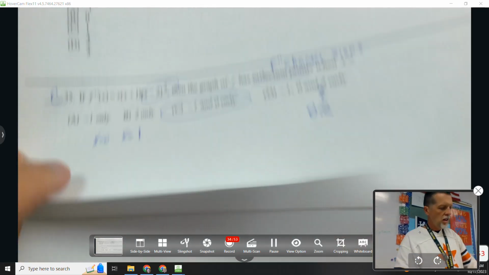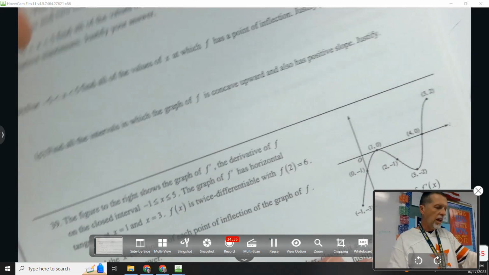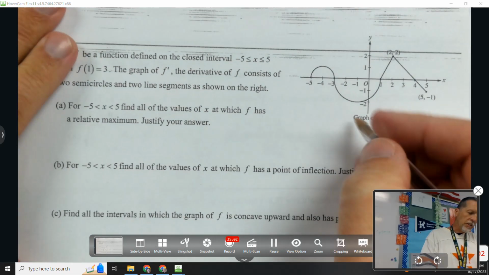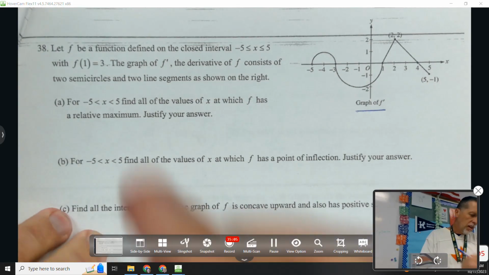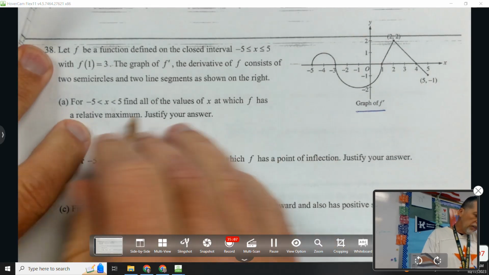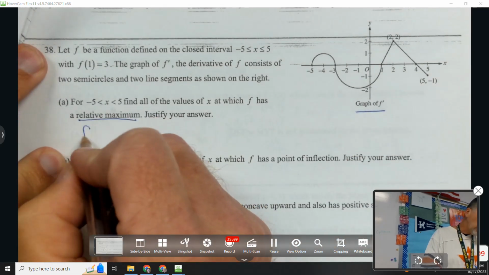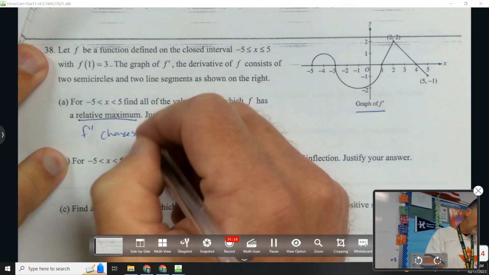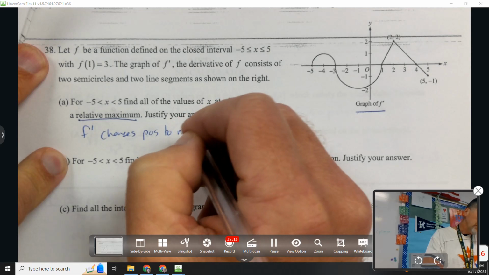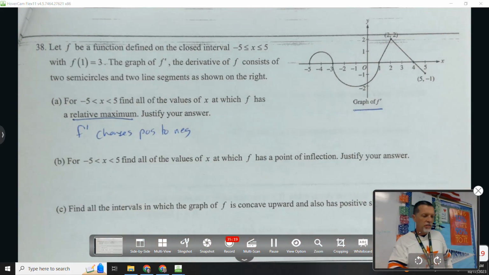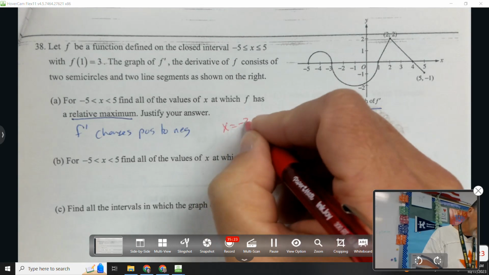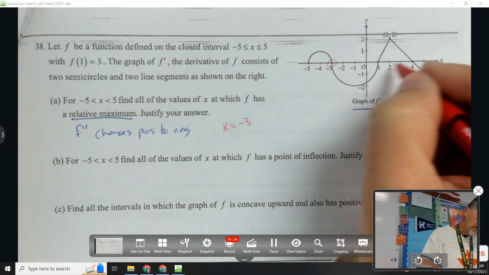38, in 3 minutes or less. It's another graph of f prime problem. Find all the values at which f has a relative maximum. F prime changes positive to negative. I can't do it without the hand motion. So that happens at x equals -3, positive to negative, and x equals 4.